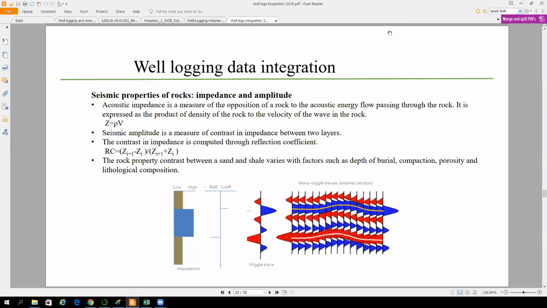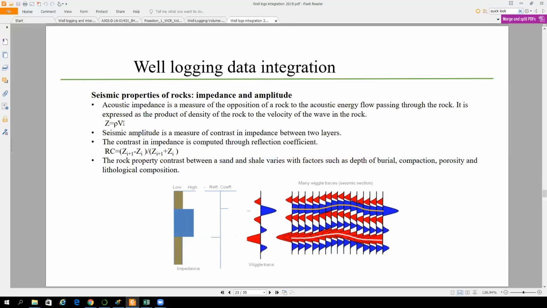Now let's move to seismic properties of the rocks, the amplitudes and the impedance. So the acoustic impedance of the rock is actually a measure of the resistance or the opposition of a rock to the acoustic energy which is traveling through this rock, and usually is expressed in function of density and velocity, or the density times the velocity.